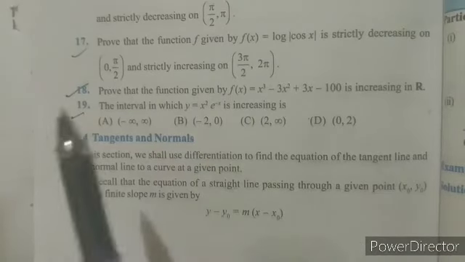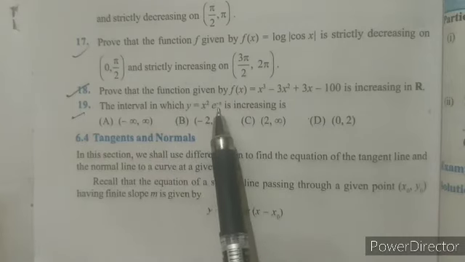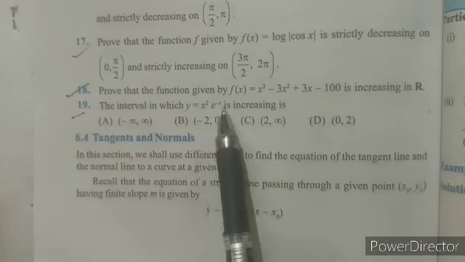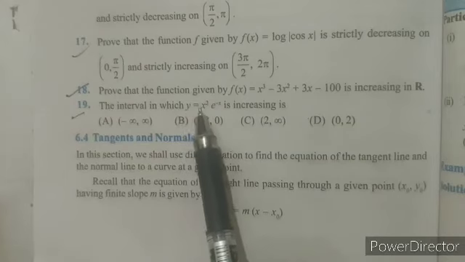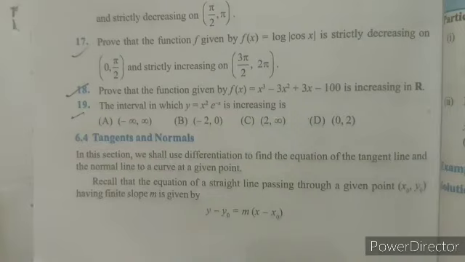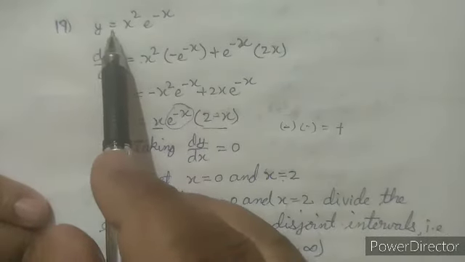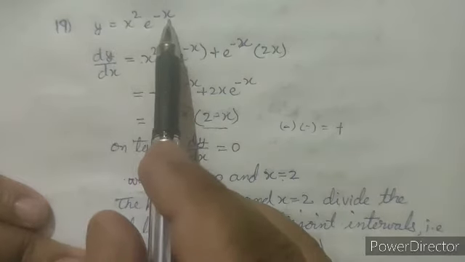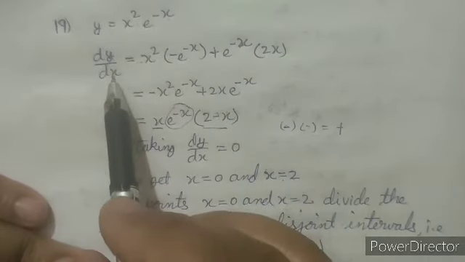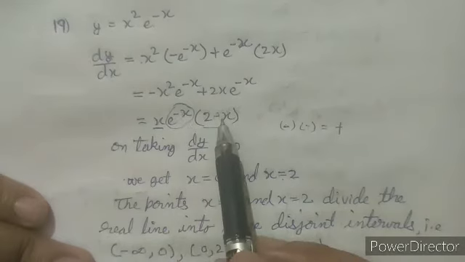Now in 19th question, the interval in which y equal to x square e raised to power minus x is increasing is, we have to obtain the interval. Here we have to find the interval in which y equal to x square e raised to power minus x is increasing. The function given to us is y equal to x square e raised to power minus x. Now on differentiating both sides with respect to x, dy by dx will be equal to x e raised to power minus x into 2 minus x.